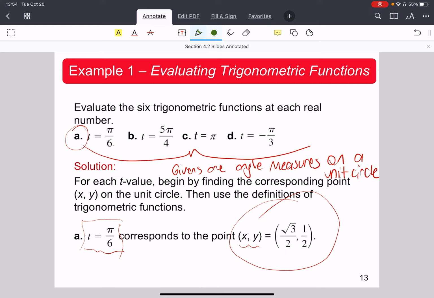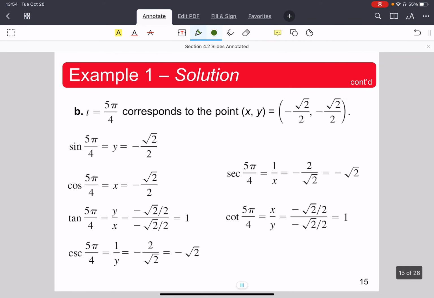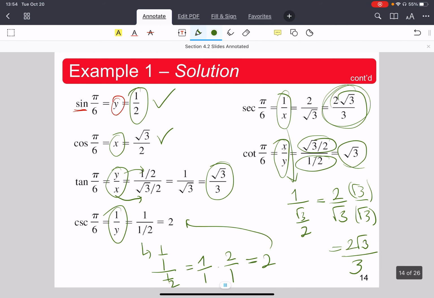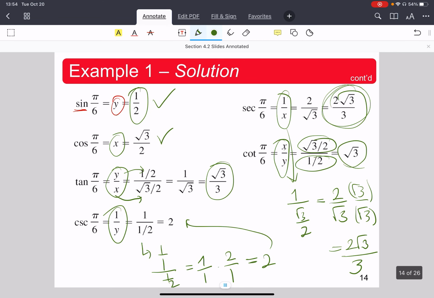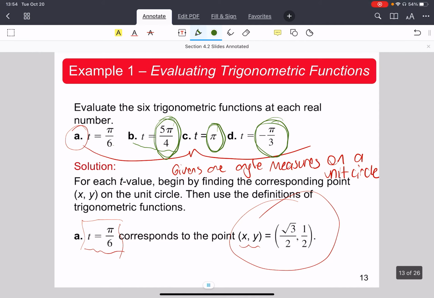In the slides, you're going to have an example for each of these. So whenever t, or the angle, is 5 pi over 4, whenever it's pi, whenever it's negative pi over 3, for each of these, you'll have the solution. But what I want you to do is pause the video and, for yourself, try to practice computing all the 6 trig functions for 5 pi over 3, and then do the same for pi, and then do the same for negative pi over 3, and then hopefully compare your answers with the solution in the slides. Please pause the video and do that.